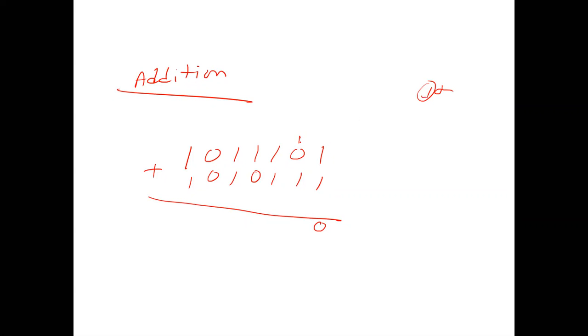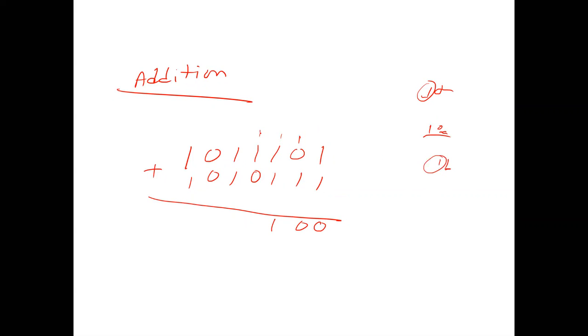Okay, so now our result 1, 0 and 1. So 1 and 1, 2. So 2 means our result is 0, and this one is carry. Now our result 1, 1, 1. So 1, 2, 3. We know that our binary 3 means this. So our result is 1, and this one is carry.